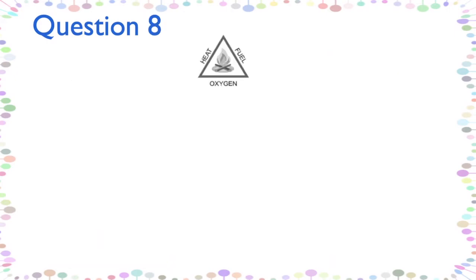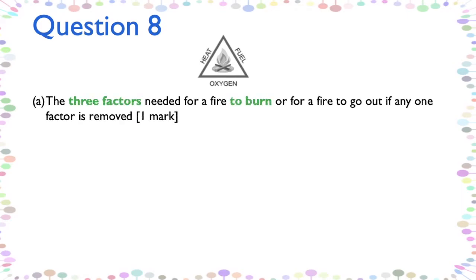For question 8a, we need to describe the fire triangle. So these are the 3 factors needed for a fire to burn. Or you could say, if you want to remove a factor, or for the fire to go out if any of these factors are removed.